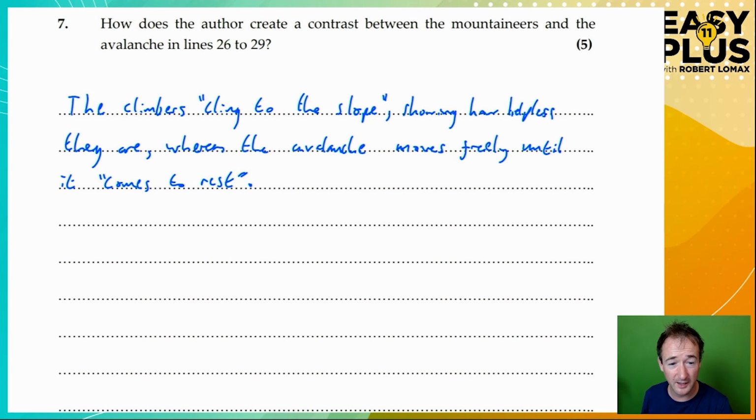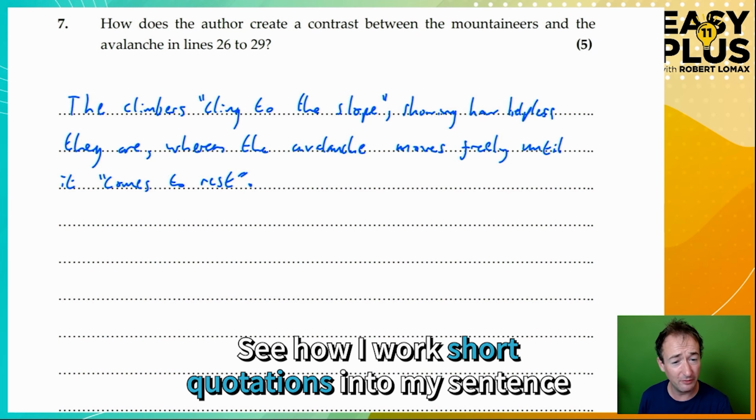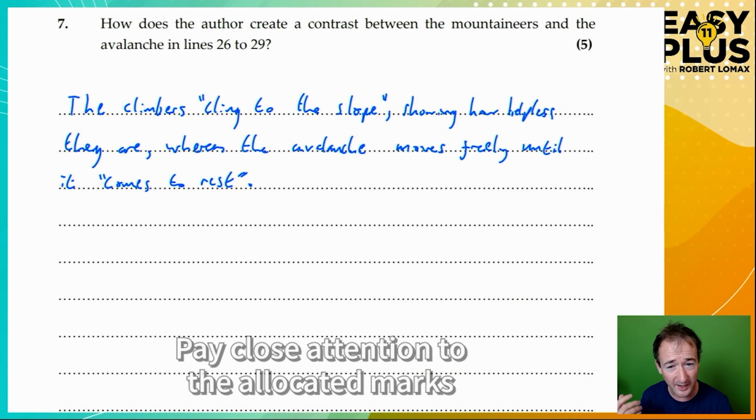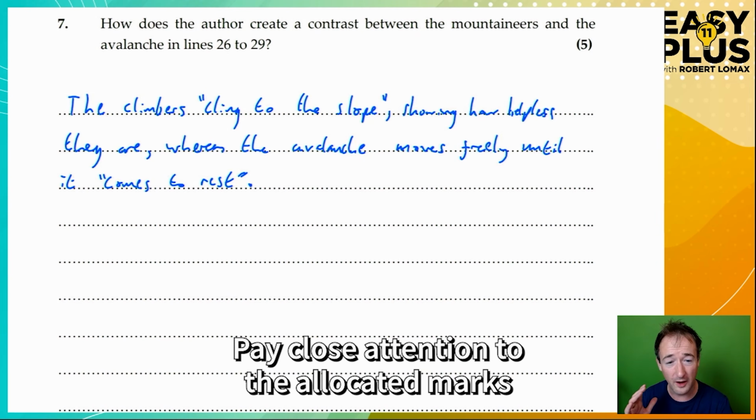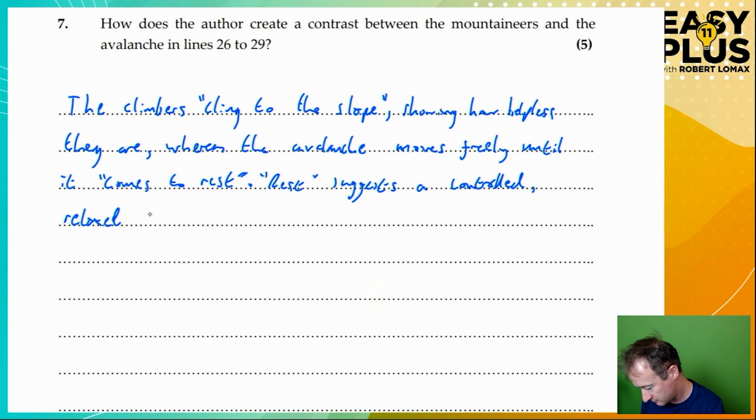So now we've got a really clear contrast with evidence. The climbers cling to the slope, showing how helpless they are, whereas the avalanche moves freely until it comes to rest. However, this is a 5-mark question. I think I could explain in slightly more detail why the word rest is important here. Rest suggests a controlled, relaxed stop. Okay, so I think that's a very clear point, which is very likely to be worth 3 of our 5 marks. Now on to the other idea.